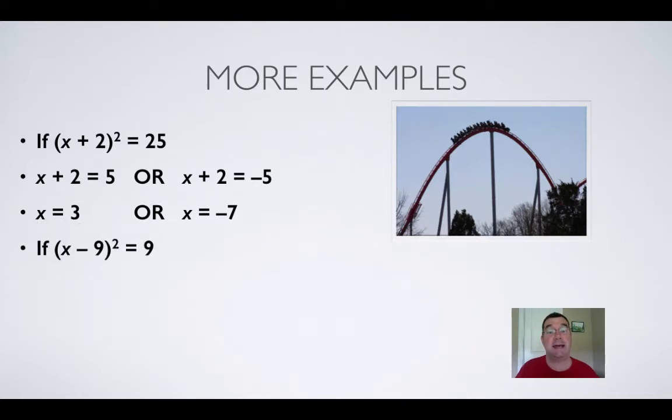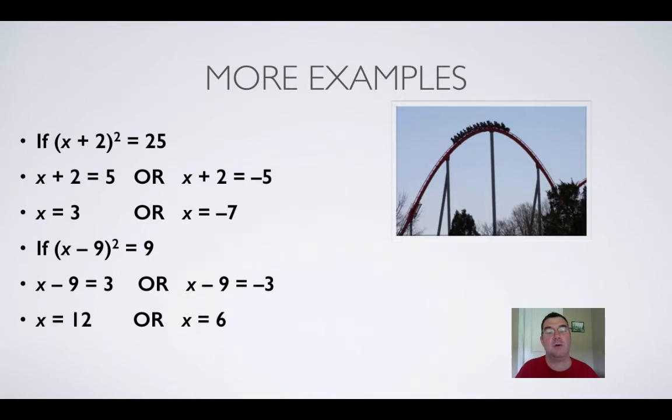All right, now if I have x minus 9 squared equaling 9, then again I square root both sides and I get that x minus 9 equals either 3 or negative 3. And again, one more step to solve these. I need to add 9 to both sides of both equations, and that gets me x equals 12 or x equals 6.